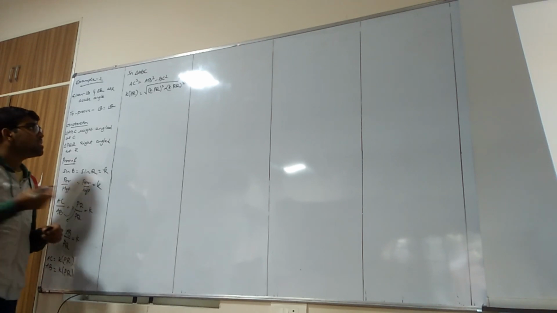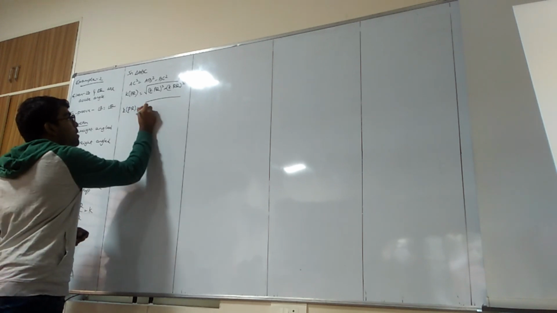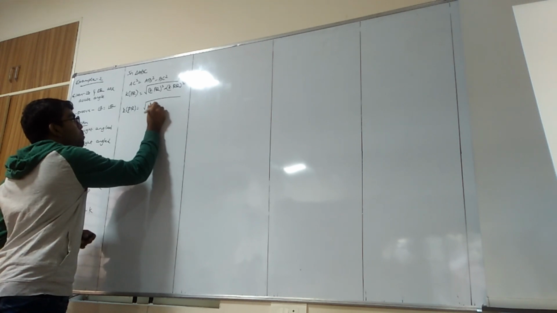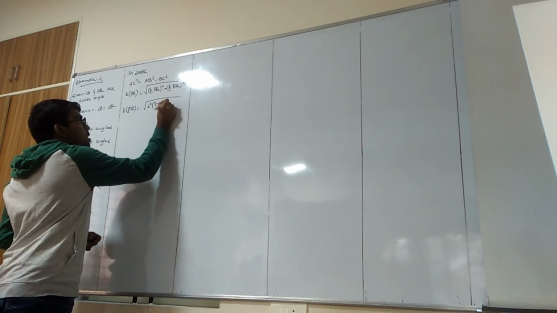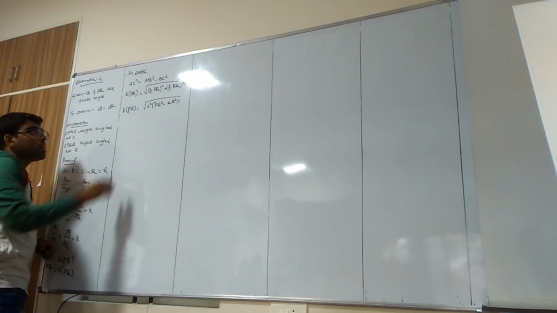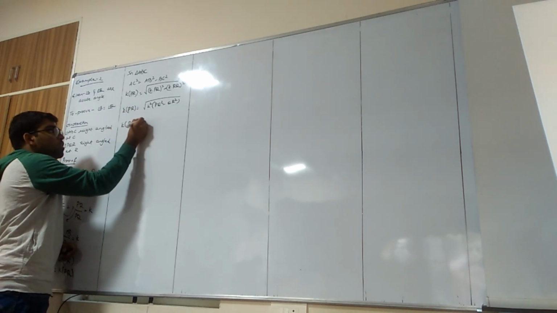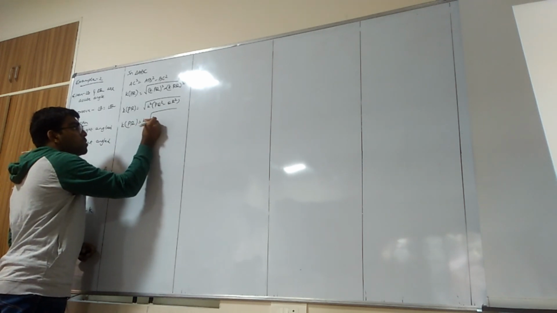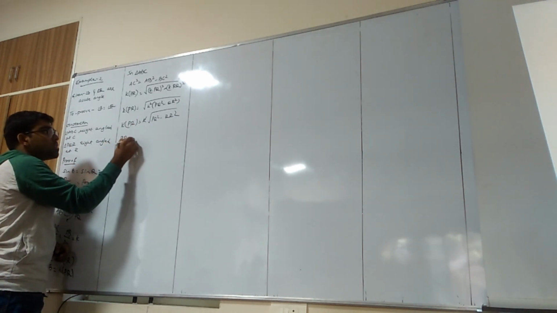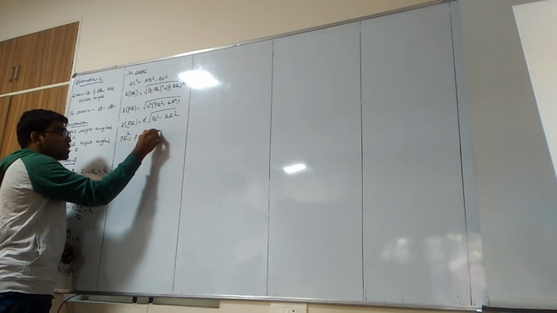K times PR is equal to root of K square common I have taken, PQ square minus QR square. K square I take outside, it becomes K into PR is equal to K root of PQ square minus QR square. K gets cancelled, so PR square is equal to PQ square minus QR square.